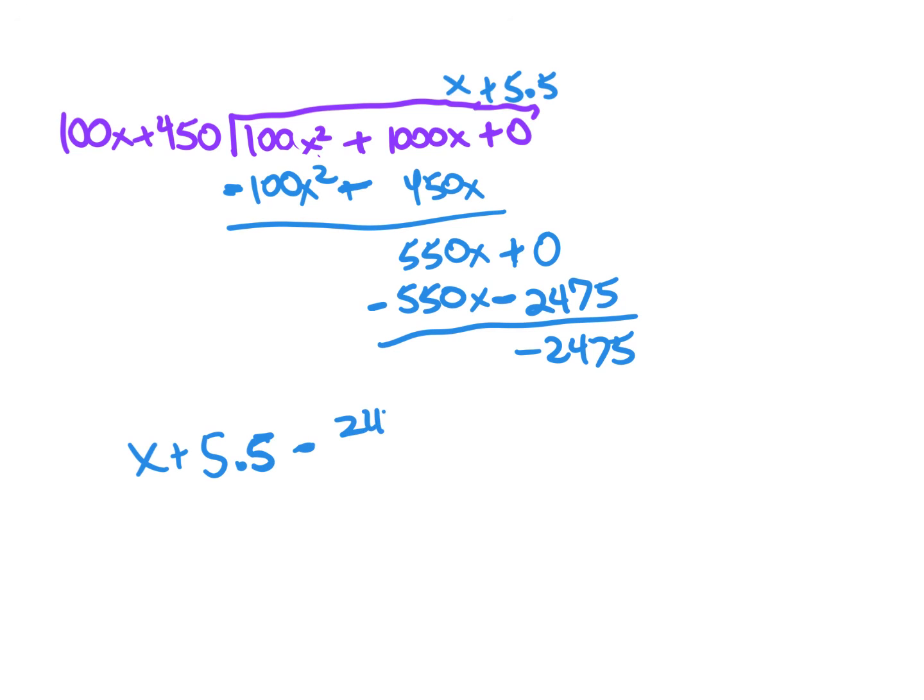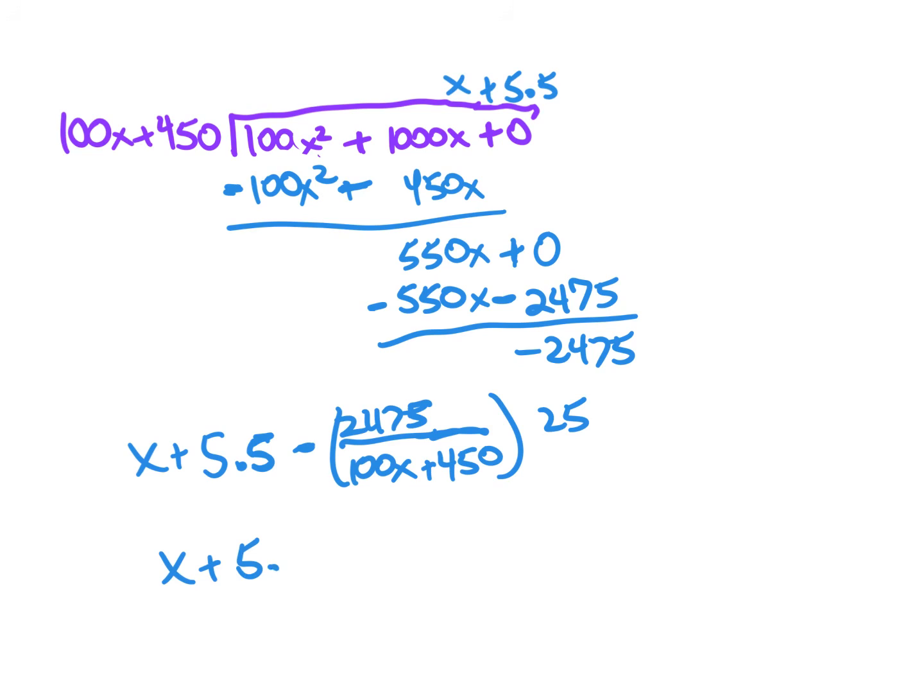Okay, so our answer is x plus 5.5 minus 2475 over 100x plus 450. I think I could take 25 out. 75 ends in 25. So does 450 and 100. I could take 25 out of this. So I'm going to factor 25 out of each of these terms. When I do that in the calculator, I get x plus 5.5 minus 99 over 4x plus 18.